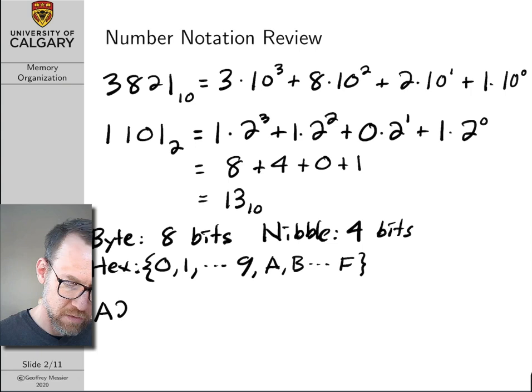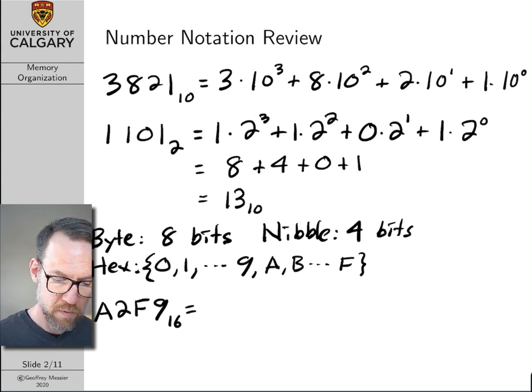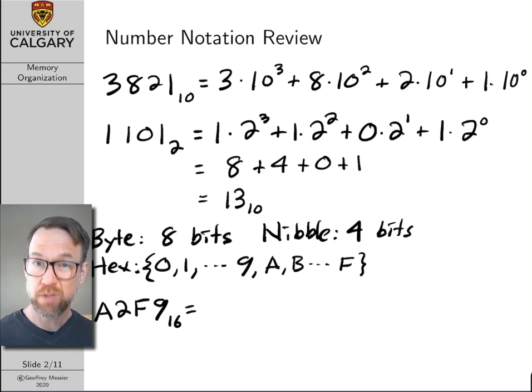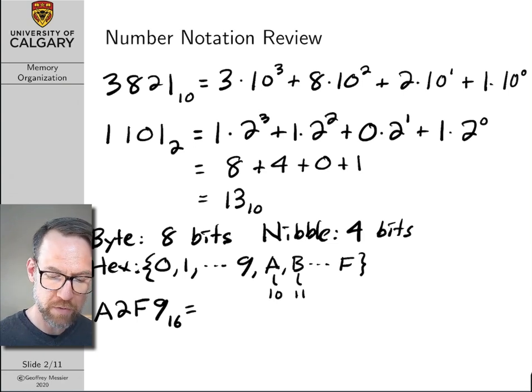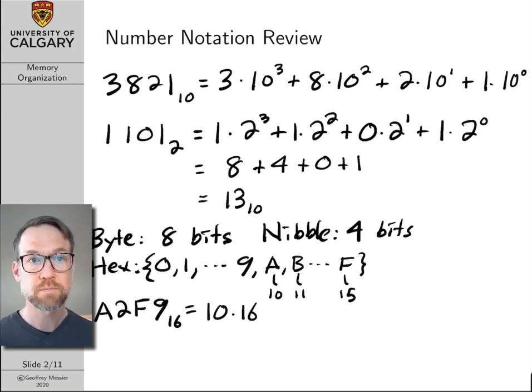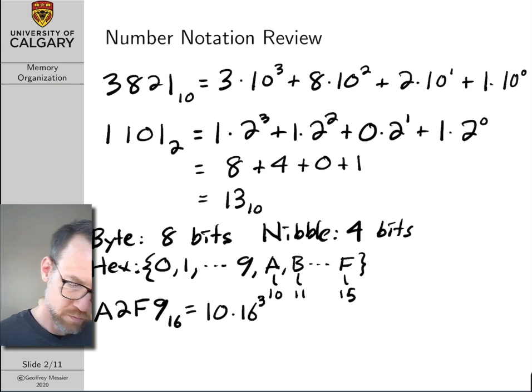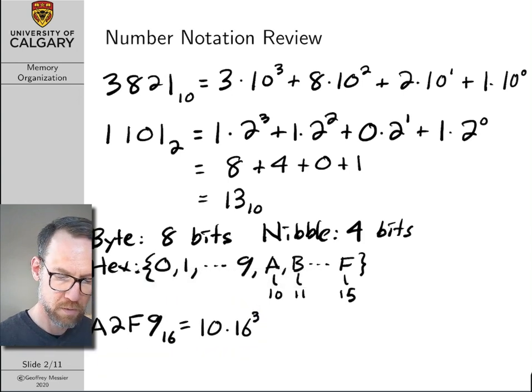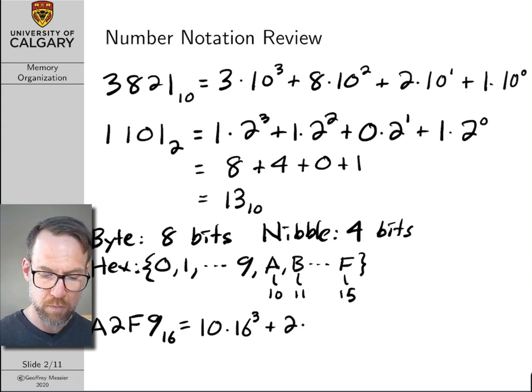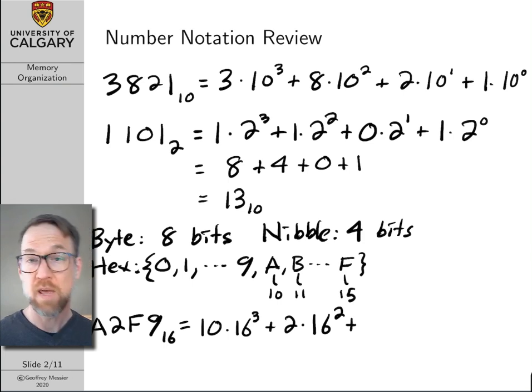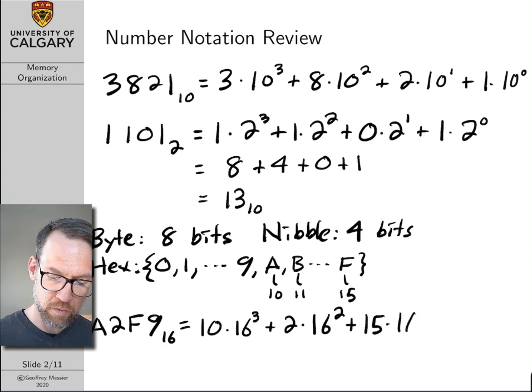And so for example, A2F9 is equal to A, which is actually 10, right? Because it goes 0 through 9, and then A represents 10, B represents 11, F represents 15. So this hex number is equal to 10 times 16 to the 3, plus 2 times 16 squared, plus F, which represents 15, 15 times 16 to the 1, plus 9 times 16 to the 0.